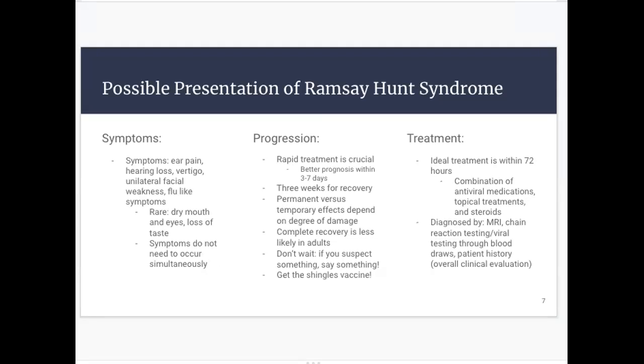As for treatment, the ideal treatment is within the first 3 days or 72 hours of onset of symptoms, and you'll use a combination of antiviral treatments and steroids, which include topical and oral medication. You can diagnose RHS through MRIs, testing through your blood or skin samples of rash, as well as a thorough patient history. You need a very thorough clinical evaluation.